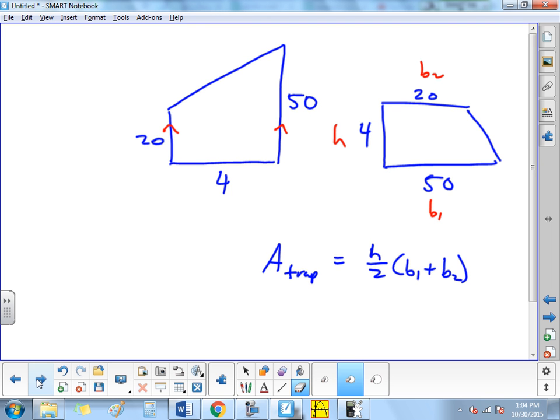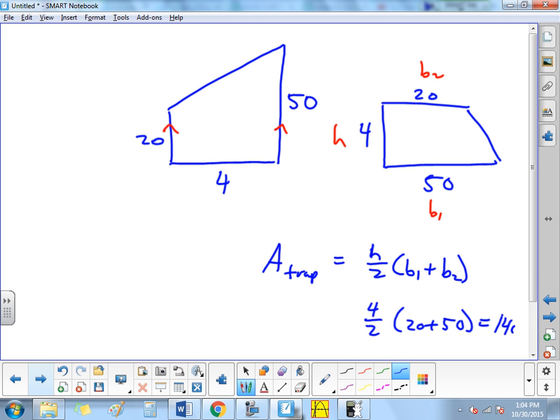The height is actually the 4. So you're going to be basically going 4 over 2 times 20 plus 50, which gives you what? 140 miles.